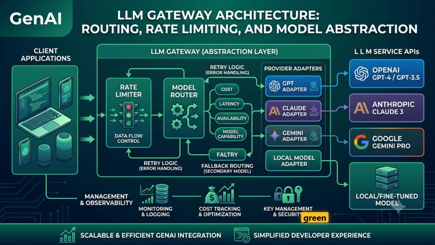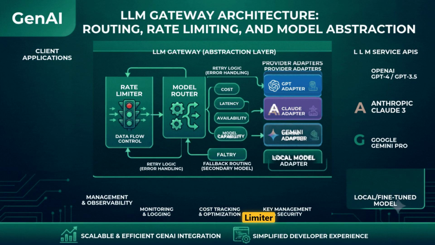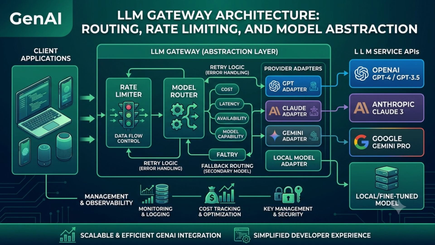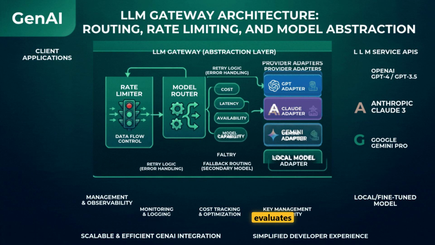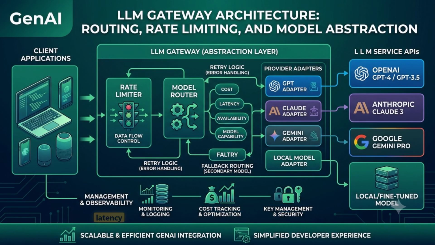Following the green arrows into the main LLM gateway box, traffic first hits the rate limiter module for data flow control to block runaway scripts before they consume your budget. Once approved, requests pass to the model router, which evaluates 4 key criteria shown in the green ovals: cost, latency, availability, and model capability.